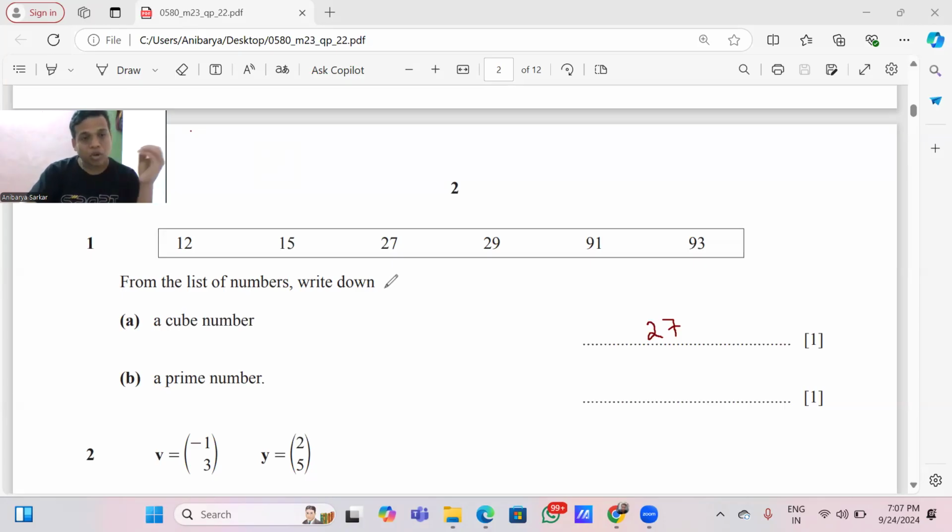And prime number, we all know that a prime number means a number which is divisible only by itself and 1. It means a prime number always has two factors, the number itself and 1. So here the prime number in this series is 29. These are basically easy questions. It comes from the numbers topic. So the cube number is 27 and the prime number is 29. Now we go for the next question.